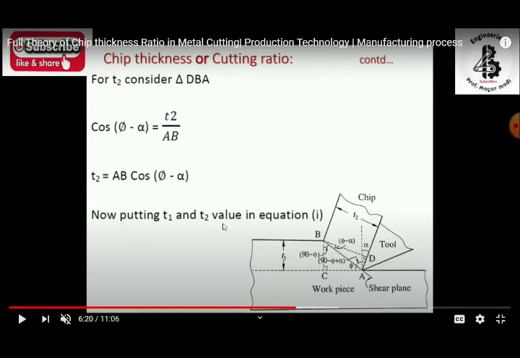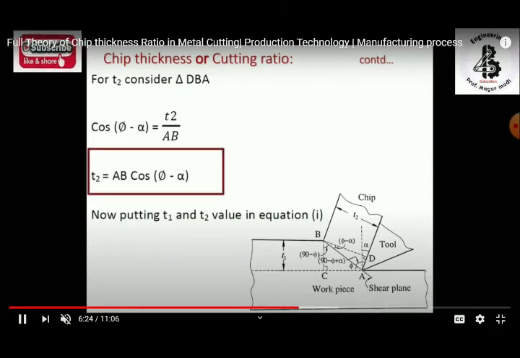Now putting the T1 and T2 values in the equation. In this triangle T1 we identified, in this triangle T2 we identified. T2 is equal to AB into cos phi minus alpha. T1 also, what is the T1? T1 is equal to AB into sin phi. So next we are putting the values of T1 and T2.